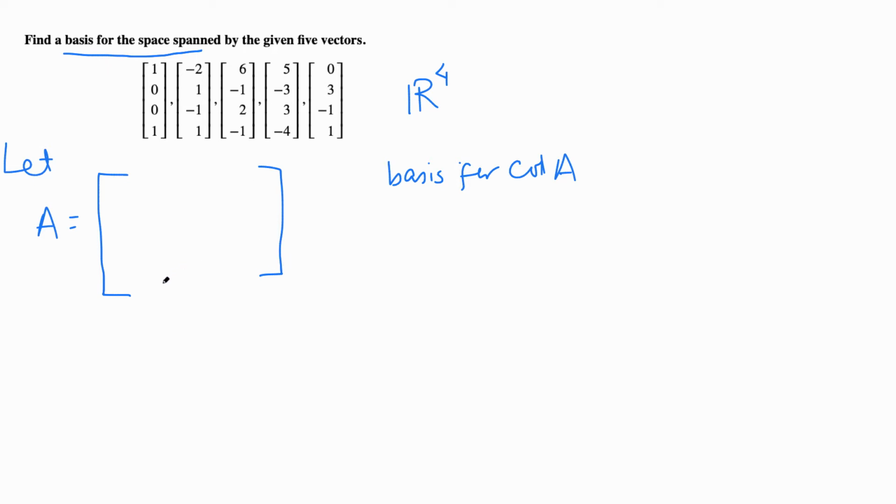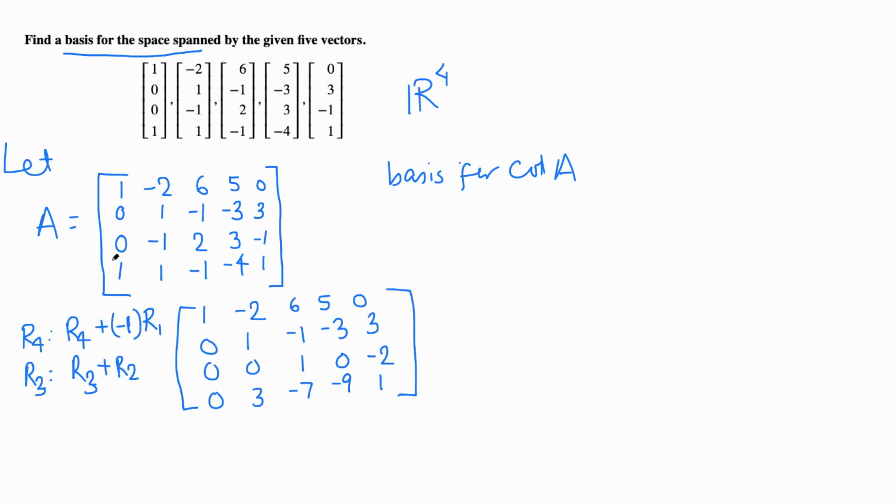etc. Okay, so let me put here 1 0 0 1 -2 1 -1 1 6 -1 2 -1 5 -3 3 -4, we got 0 3 -1 and 1. Okay, now we're gonna row reduce this.